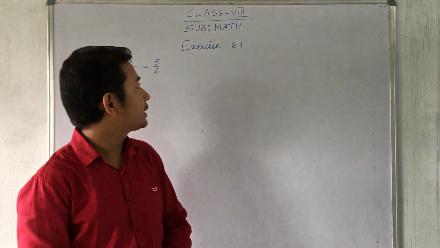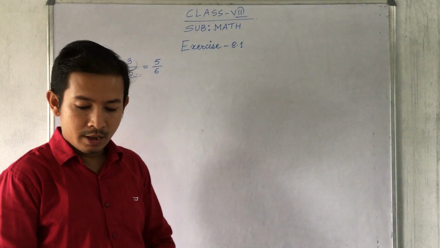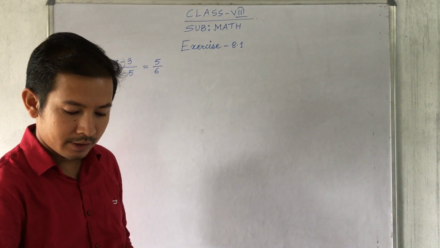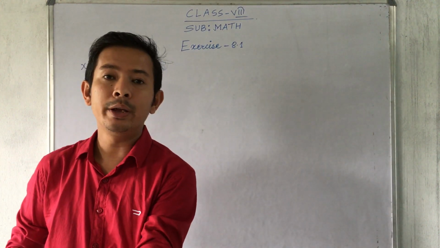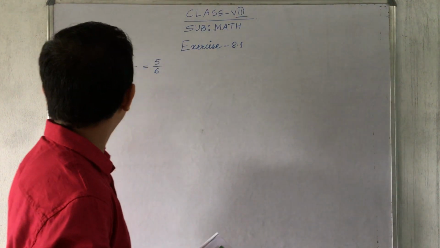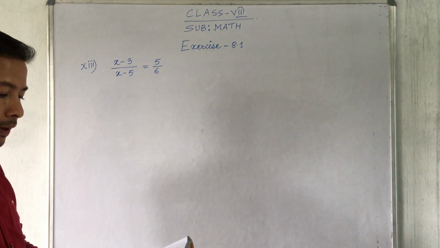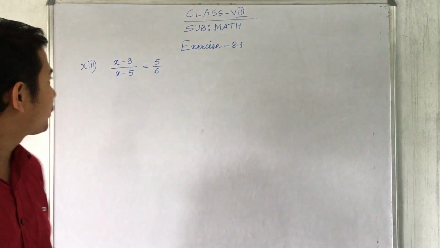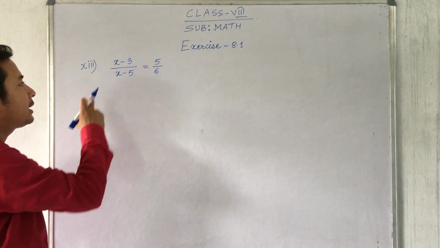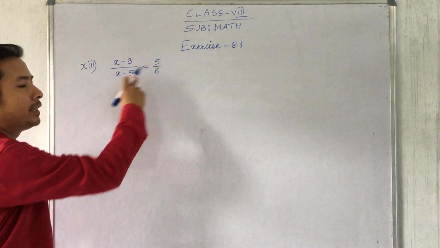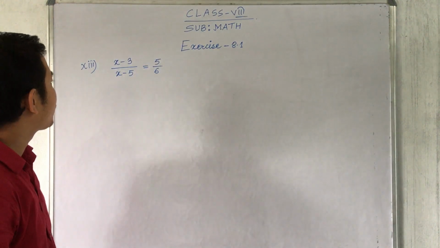Today we are going to do exercise 8.1, and this is algebra portions. From this exercise today we are going to do question number 30. So look at here. The question is (x minus 3) by (x minus 5) equal to 5 by 6, isn't it?